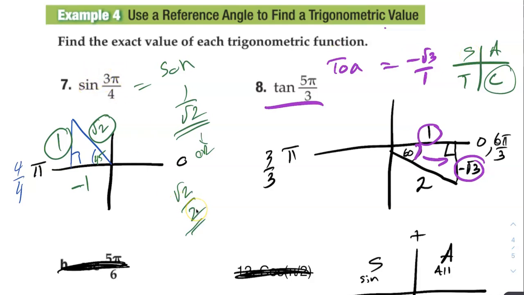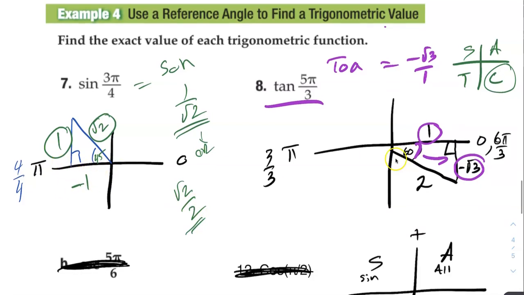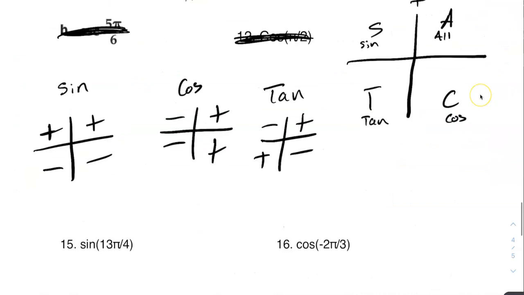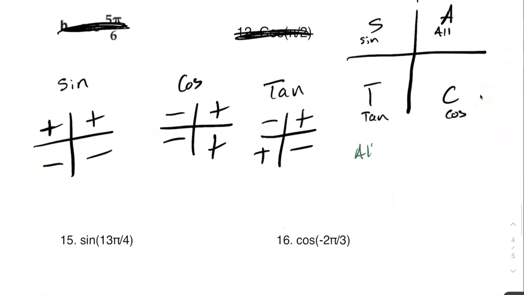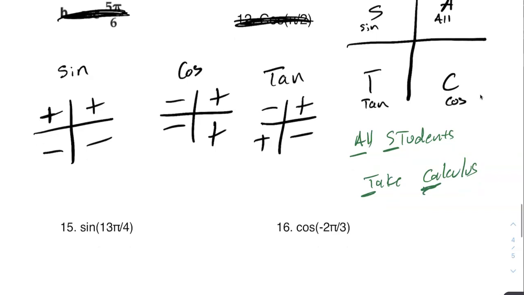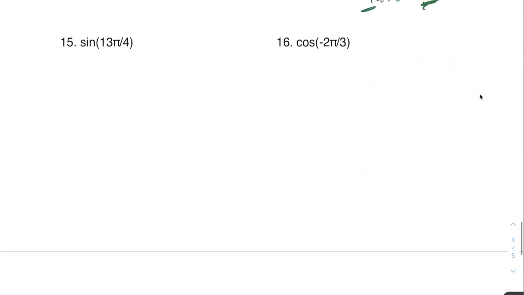So two ways to tell what the sign is. Either understand when you go left or down, it's negative, or do all students take calculus? That's the way to remember it. All students take calculus. Fun mnemonic to remember what the things are. Okay, let's do a couple more.